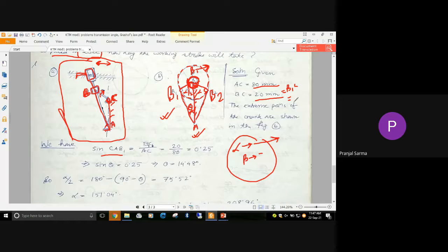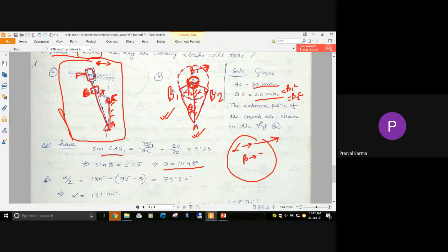Because B1 and B2 are nothing but the two extreme locations for the B point on two different sides, the length is not going to change. So from here, AC is already given in the question to be 80 mm. Just by using these two values, I get theta to be 14.4.